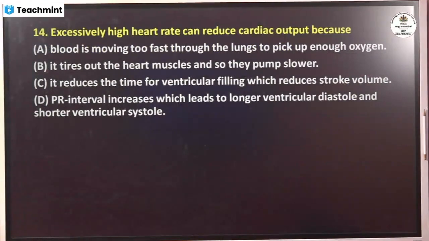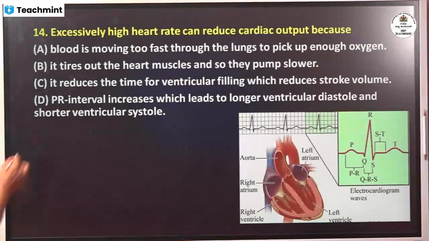Excessively high heart rate can reduce cardiac output because blood is moving too fast through the lungs to pick up enough oxygen. It tires out the heart muscles, so they pump slower. It reduces the time for ventricular filling, which reduces the stroke volume. PR interval increases, which leads to longer ventricular diastole and shorter ventricular systole.